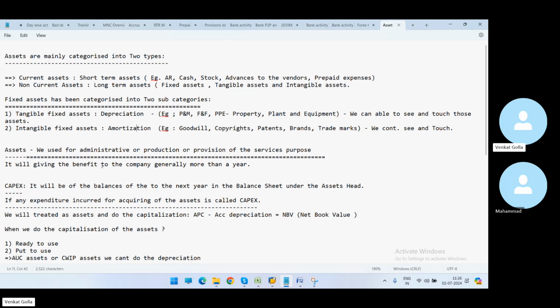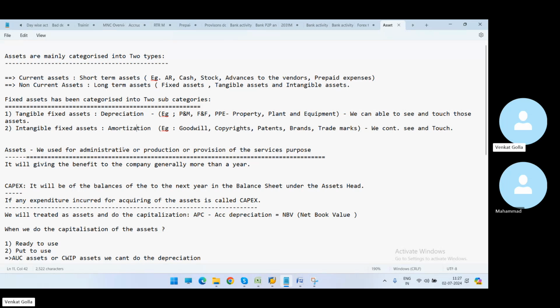Now, why are we doing asset capitalization? What kind of expenditure is it? Is it a capital expenditure or operating expenditure? How will you get to know? What is the criteria? What is the limit up to capitalization? These are all questions you can expect from an interview point of view. Generally, we are using these assets for our administration purpose, or for our production purpose, or for providing the service to the customers.